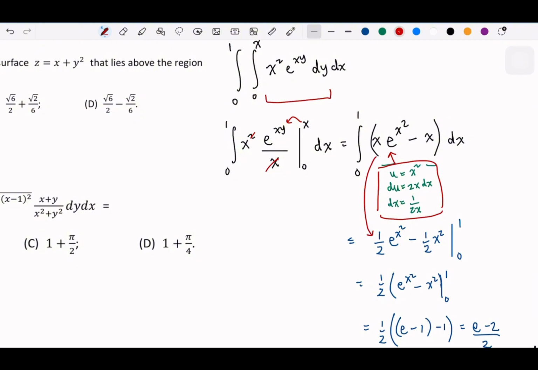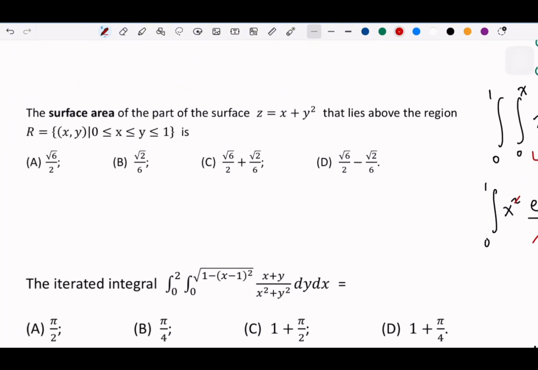Okay. Maybe one question, this one, the surface area. I haven't really taken this in practice, the surface area. So suppose you have a surface, z equals x plus y squared, and then it lies on the region R, which is given here. So x goes from 0 to y, and then y goes from 0 to 1. And it is written in one equation.